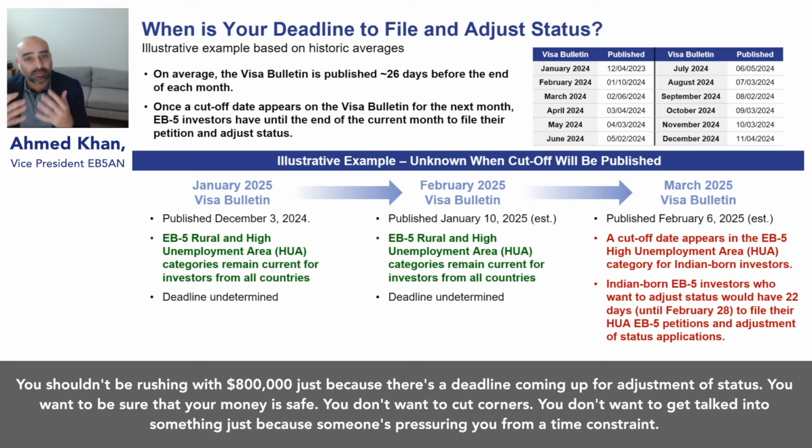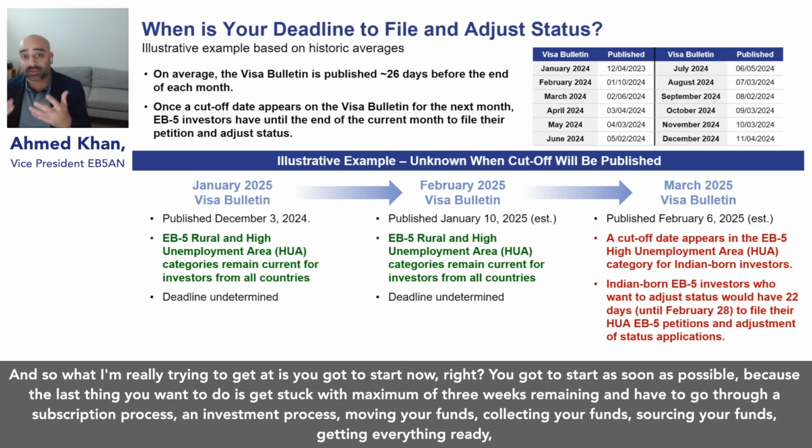You shouldn't be rushing with $800,000 just because there's a deadline coming up for adjustment of status. You want to be sure that your money is safe. You don't want to cut corners. You don't want to get talked into something just because someone's pressuring you from a time constraint. And so what I'm really trying to get at is, you've got to start now, right?